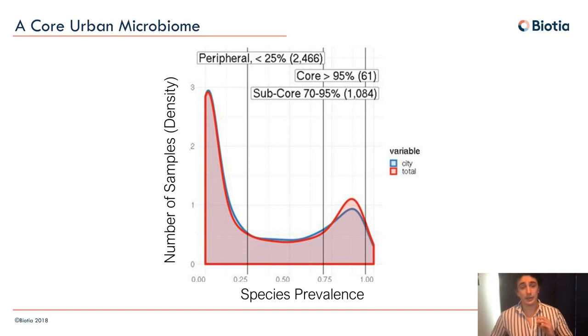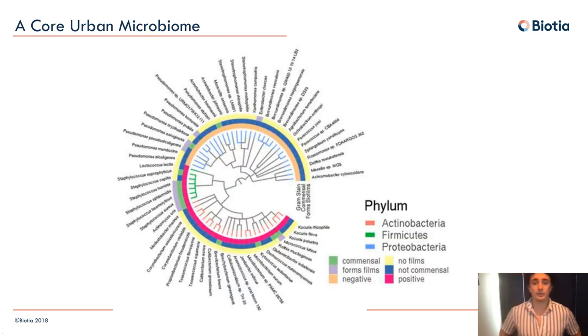And that includes samples from cities all over the world, sampled at different times across different years, and yet we still have this core set of species. What is striking about that core set of species when you break them down into their groups is that they're, one, clearly phylogenetically organized. They come from 3 different phyla: Actinobacteria, Firmicutes, and Proteobacteria.